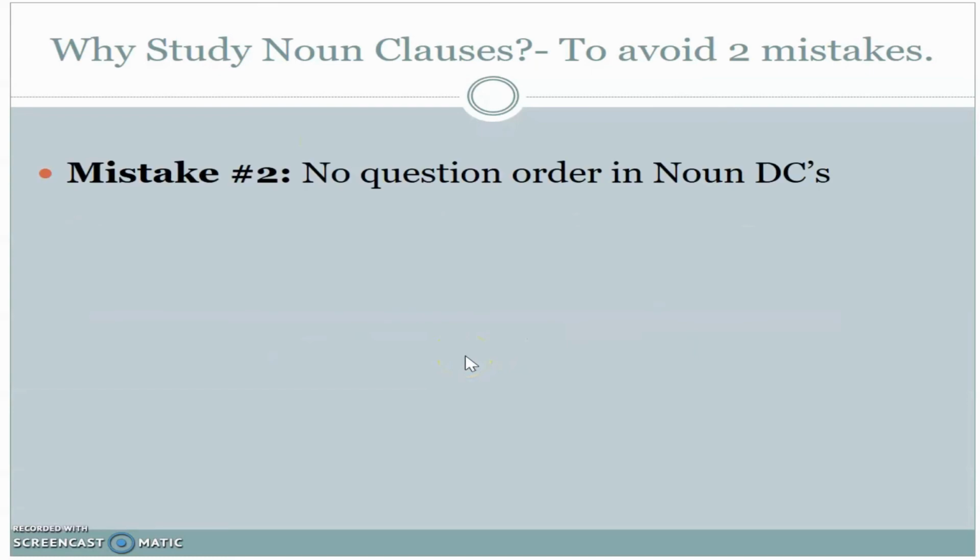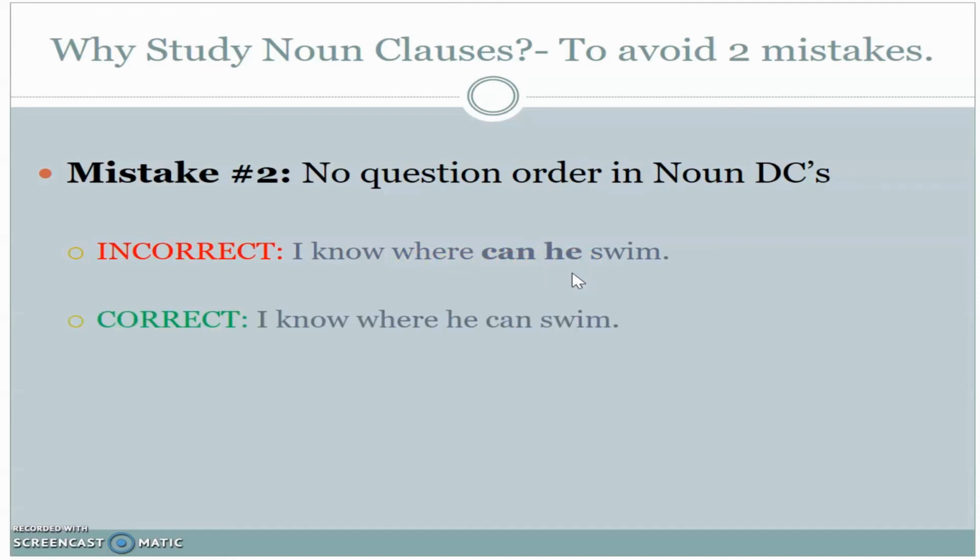The second common mistake is question order in noun clauses. So it is incorrect to say, I know where can he swim. Remember earlier we said where can he swim is an independent clause, it's a question. So when you convert this clause into a dependent one, we get rid of the question order and simply say, I know where he can swim. So these are the two mistakes that are very common in students' writing. And if you know noun clauses and how to form them and how to recognize them, hopefully you will avoid making these two common mistakes.